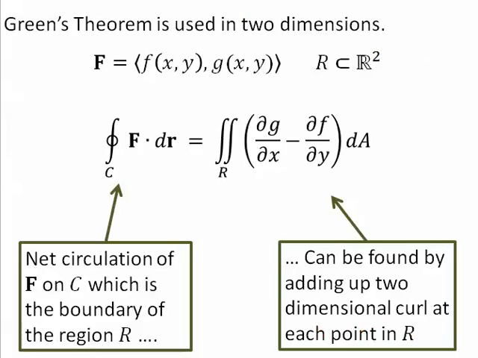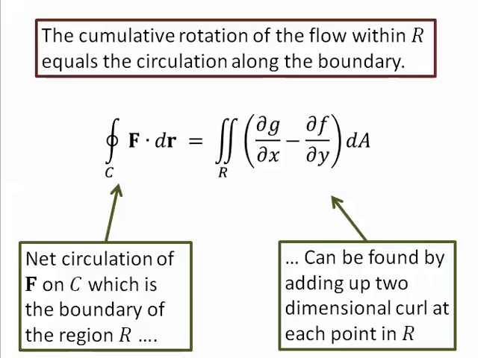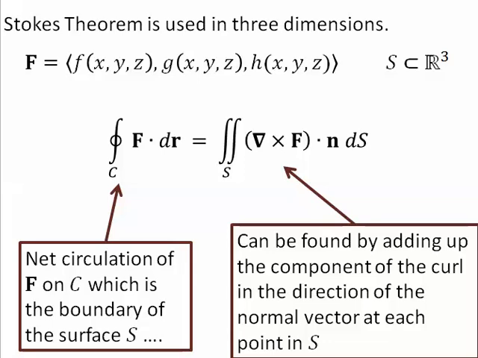Remember that in Green's theorem, net circulation of a vector field F on a curve C, where C is the boundary of a region R, can be found by adding up two-dimensional curl at each point in the region R. So the cumulative rotation of the flow within the region equals the circulation along the boundary. The same idea is going on with Stokes' theorem.